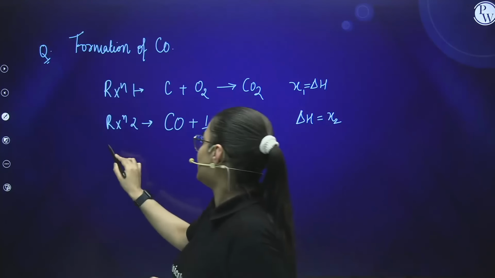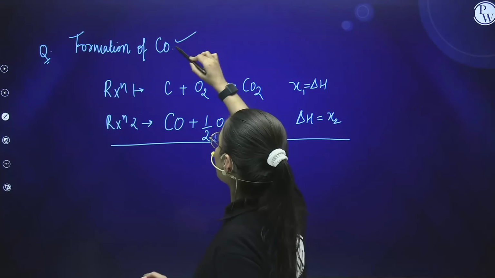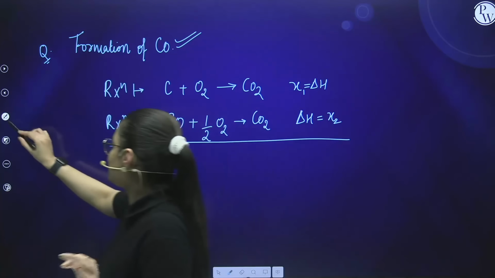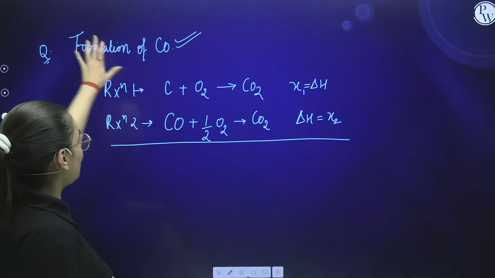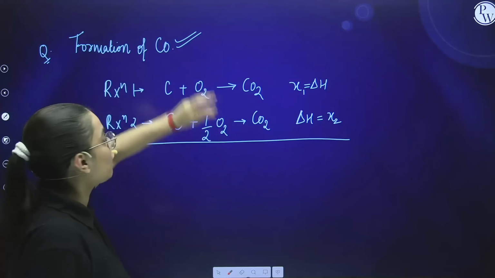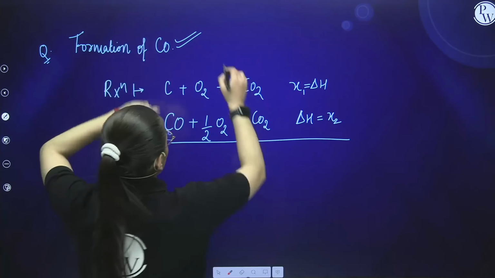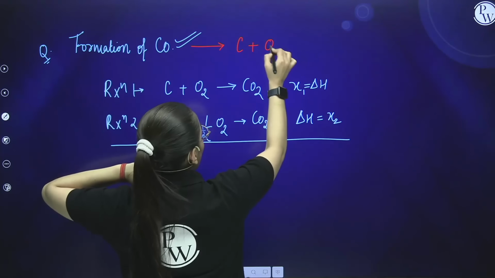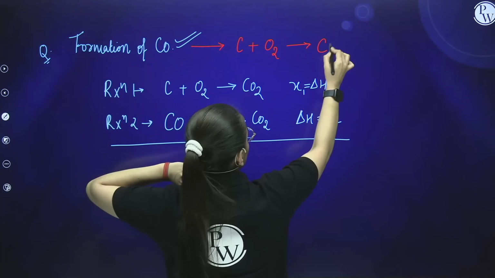Kindly calculate for the formation of carbon monoxide what will be delta H. So it is very simple. First of all, for the one you need to calculate, kindly write the reaction. I want to form CO, carbon monoxide, and I know that to form carbon monoxide I require carbon and oxygen. To form what? Carbon monoxide.